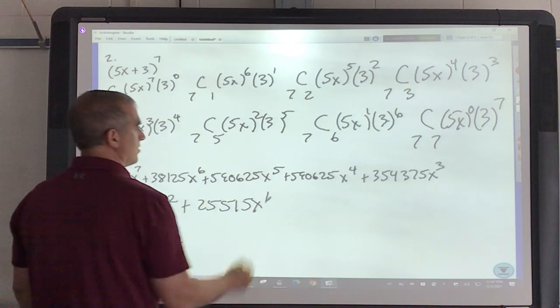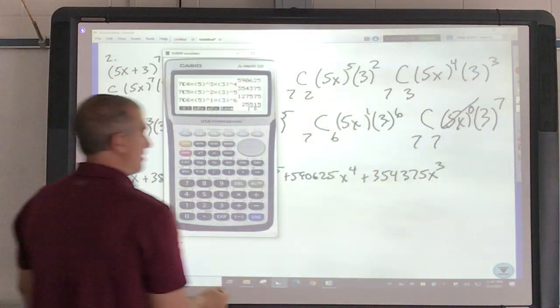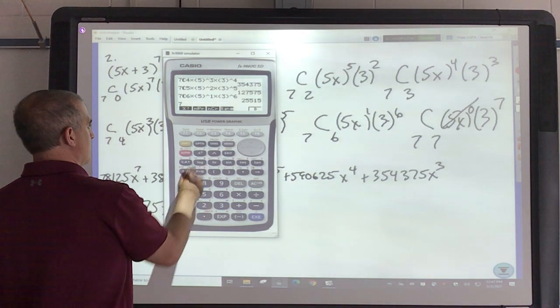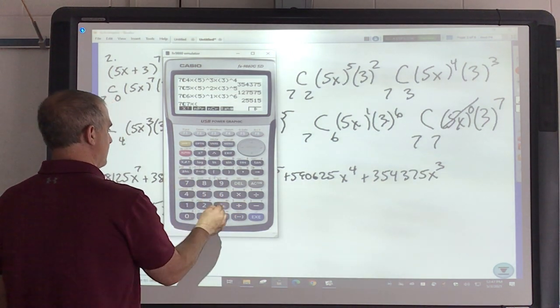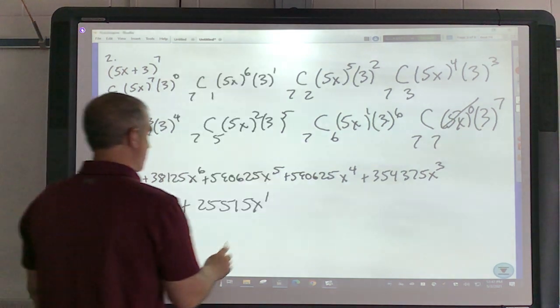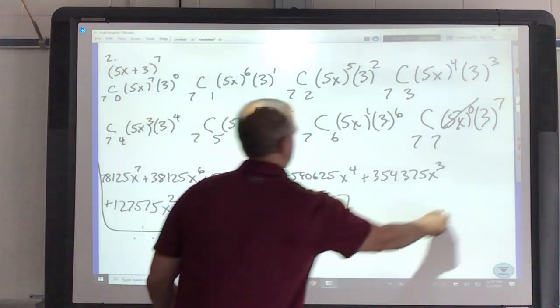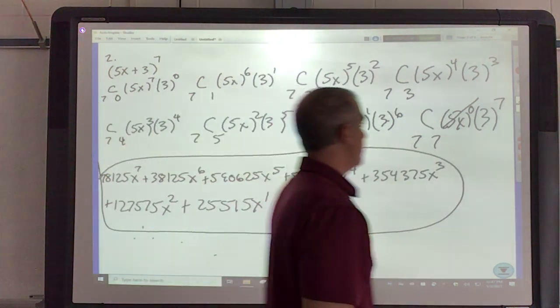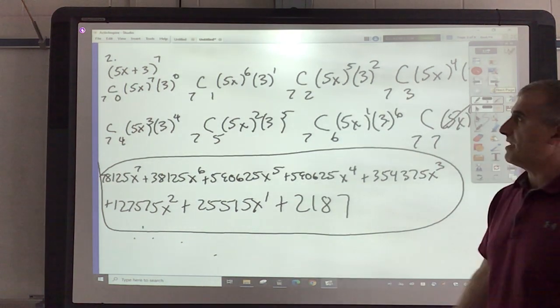x to the 1st. Okay, this one I don't really need this, so I just need 7 choose 7. All right, times 3 to the 7th. All right, 2187. Okay, and so that's the expansion of that term. Okay, now let's move on to something else.